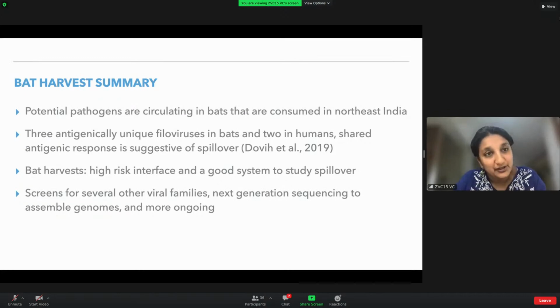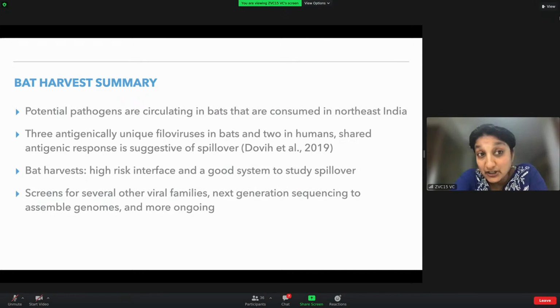When you say humans, we sampled the hunters and other members of the clan who are involved in the harvest. And this suggests spillover because it is a shared serological response. Both the bats and the people show some response to something, but it's the same thing, right? So it seems like this is a good system to study spillover. That was what we were initially just exploring, and as of now, we are screening for other viral families.